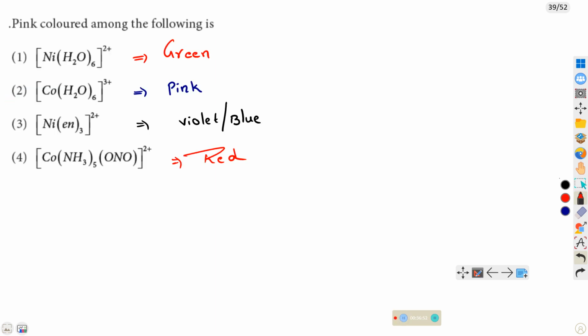Pink colored among the following. Among the following, the pink color complex is Co(H2O)6 3 plus.